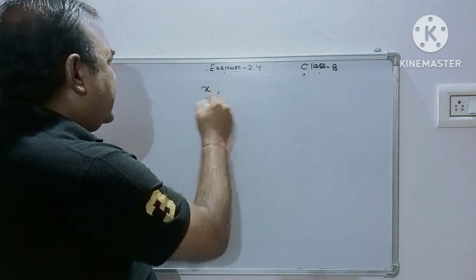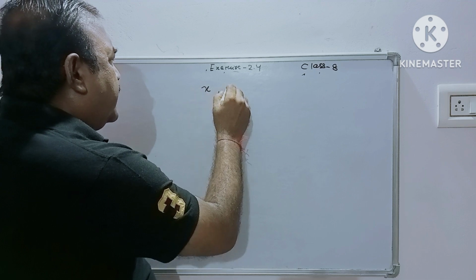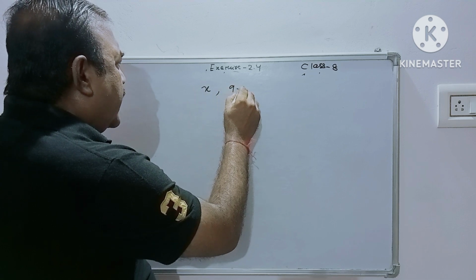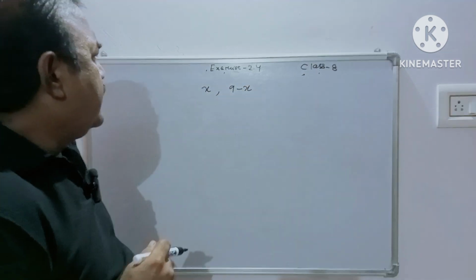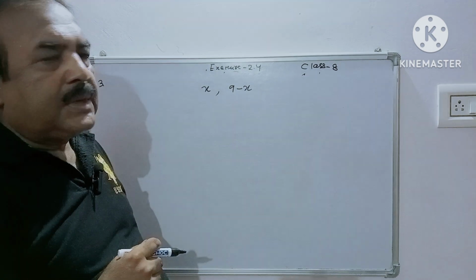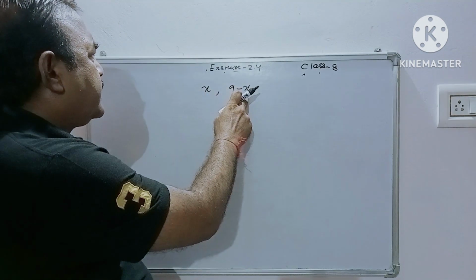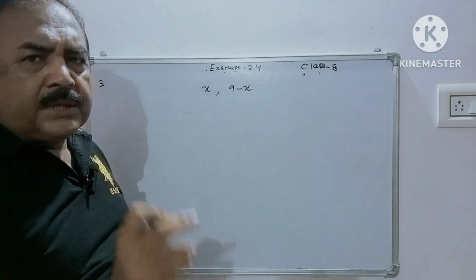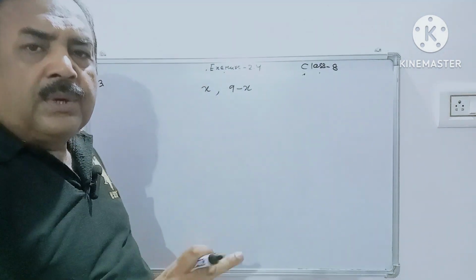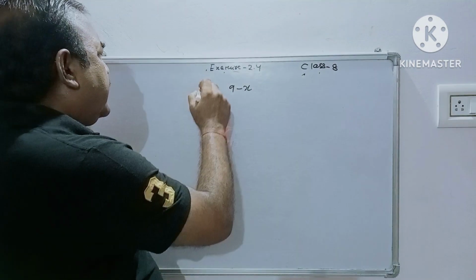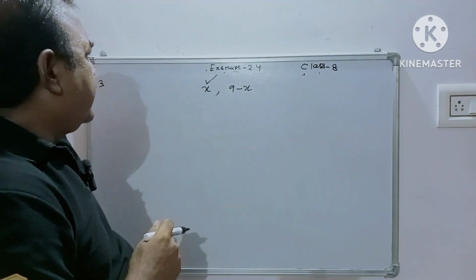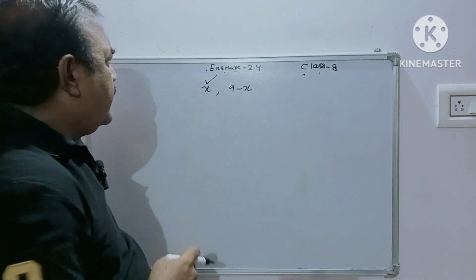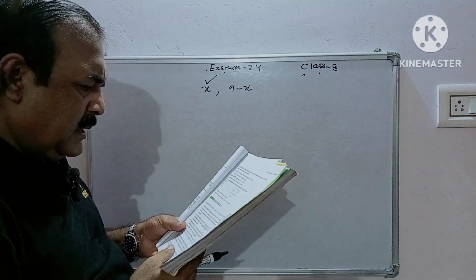So the other digit of the two-digit number that you write is 9 minus x, and you see x plus 9 minus x is equal to 9. That means the sum of the two digits of the two-digit number is 9. So if I take one digit of the number as x, the other digit will be 9 minus x.